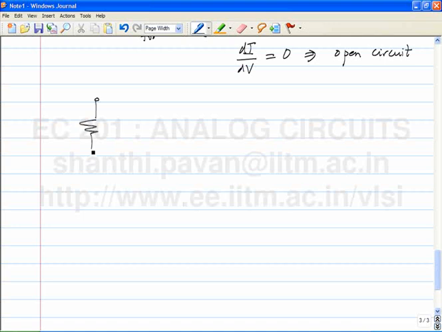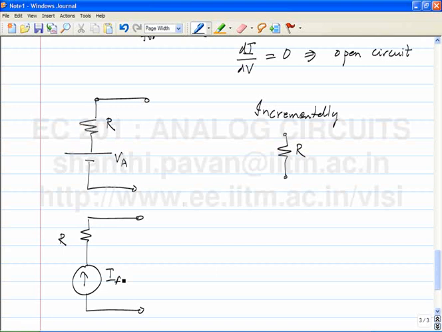Now what is the incremental equivalent of this? It's simply incrementally, okay. What about this one? You're tempted to say R, but it is actually an open circuit. What would happen if I replace the R by a diode? It will still be an open circuit.